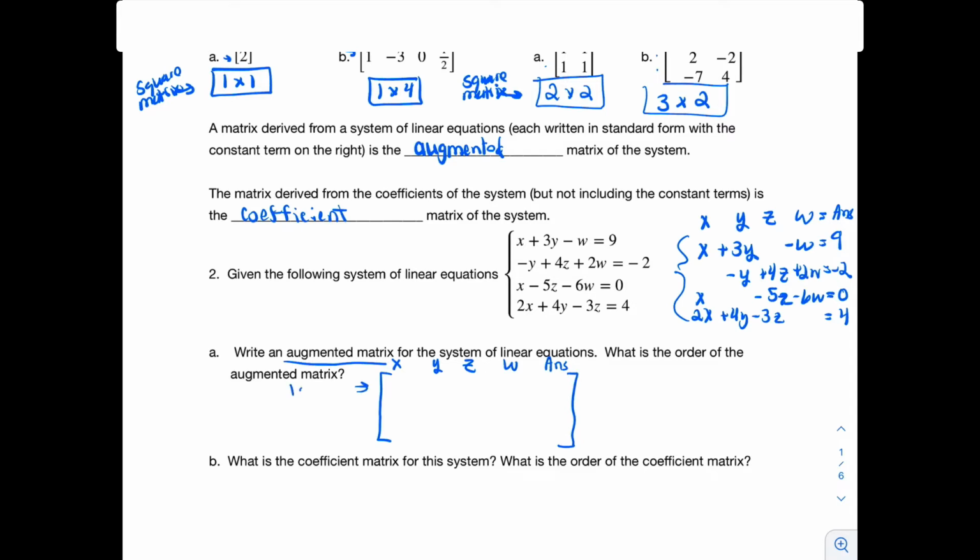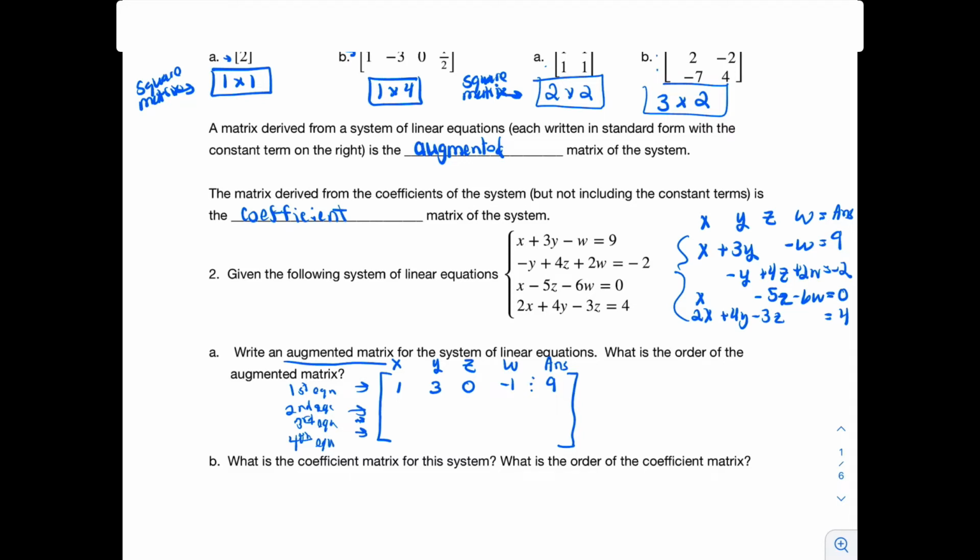And then each row is determined by each equation. So the first row is the coefficients of the first equation, and then the second row, coefficients of the second equation, etc. Now, if a variable doesn't appear in an equation, we have to put in a placeholder of 0. So let's look at the first equation here. x plus 3y minus w equals 9. So the coefficient of x is 1, the coefficient of y is 3, the coefficient of z is not there, so we put in a 0. And then the -1 for w, and the answer is 9.